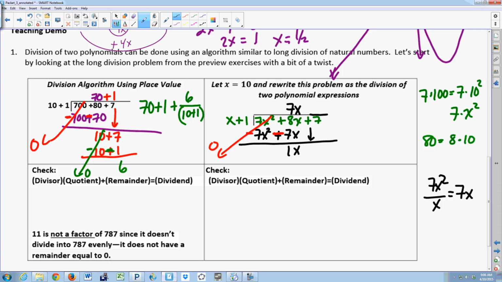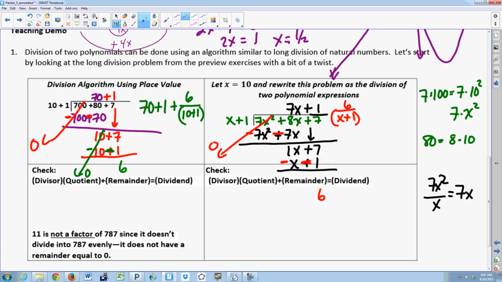And then I bring down my plus 7. Now I say, how many times does 1x go into 1x? Just once, yep. And I write that right above my ones place. And now I take my 1 and I multiply it by x plus 1, and I get x plus 1. And now, as Marissa said, I have to subtract both of them. So I'm going to give you colored pencils today so that when you change the signs on those, you can actually see it. And there's your remainder 6. So my remainder is 6 over x plus 1, because that's the divisor.